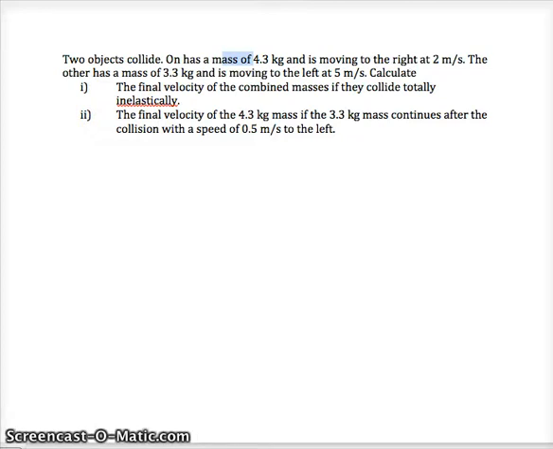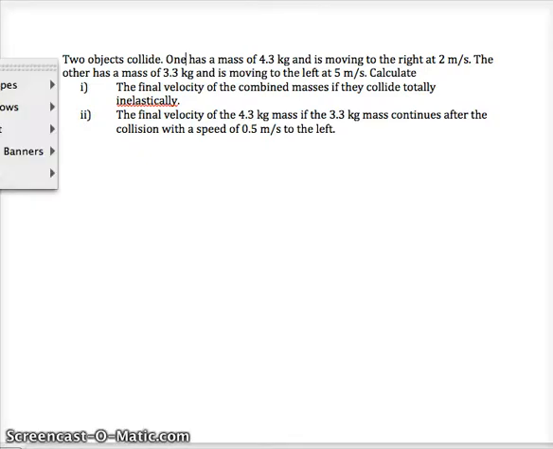We have two objects colliding. One has a mass of 4.3 kilograms and is moving to the right at 2 meters per second. The other has a mass of 3.3 kilograms and is moving to the left at 5 meters per second. And I've given you two possible problems. One is to find the final velocity if they combine totally inelastically. And the other is to find the final velocity if the 3.3 kilogram mass continues after the collision with a speed of 0.5 meters per second to the left. Now let's just set them up.